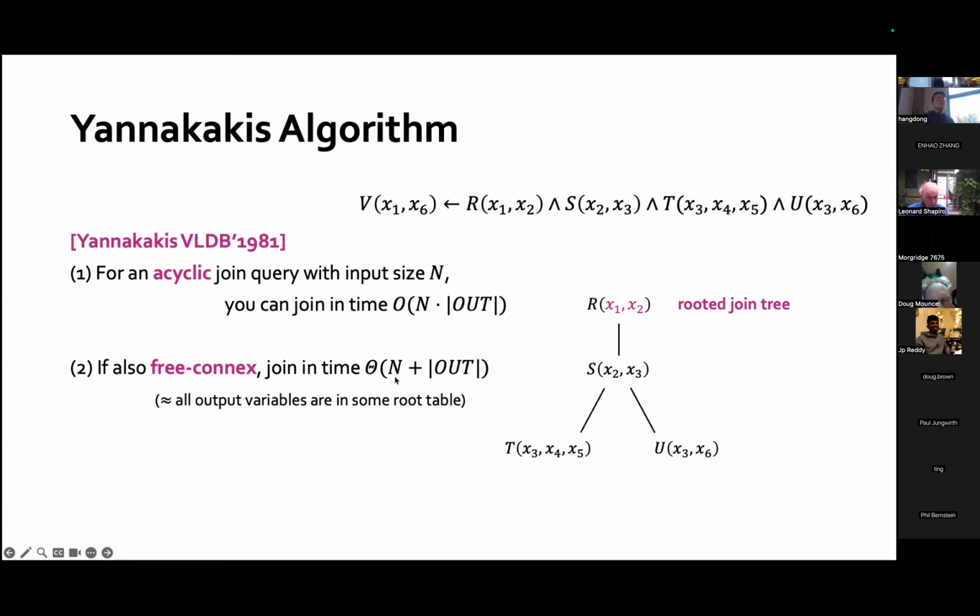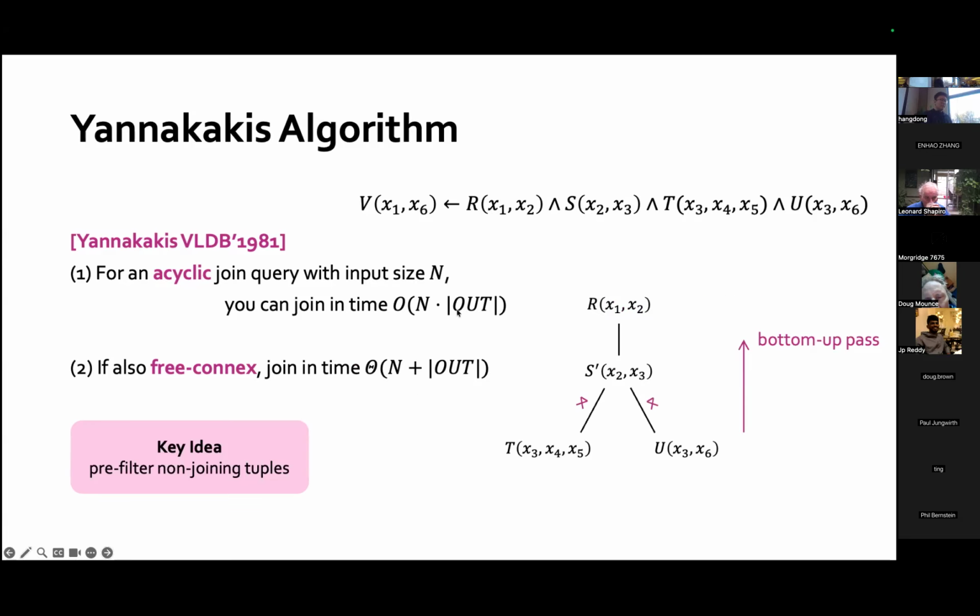And note that this is not only an upper bound, but also a lower bound, because you need input amount of time to read your data into your database and output amount of time to spit out the output one by one, right? So I'm using a big theta notation for optimal. I'll come back to this one in a later part of the talk.